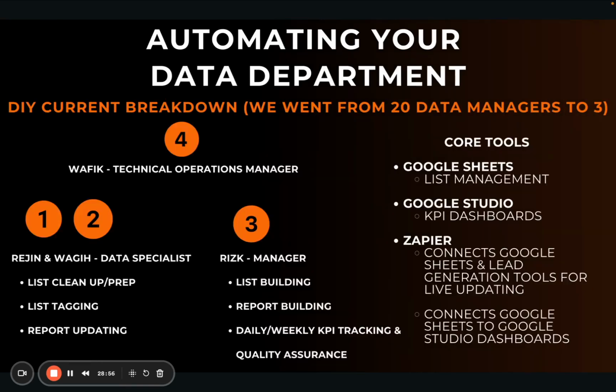As I mentioned, we went from 20 data managers to 3 not so long ago, and this is the current structure that we have. These are the roles and responsibilities. We have 2 data specialists whose roles are doing the list cleanup and prep, then list tagging and report updating. They're using a lot of tools that communicate with one another, facilitating more of the back end stuff. They're not burning themselves out at all. And that's the power of software.